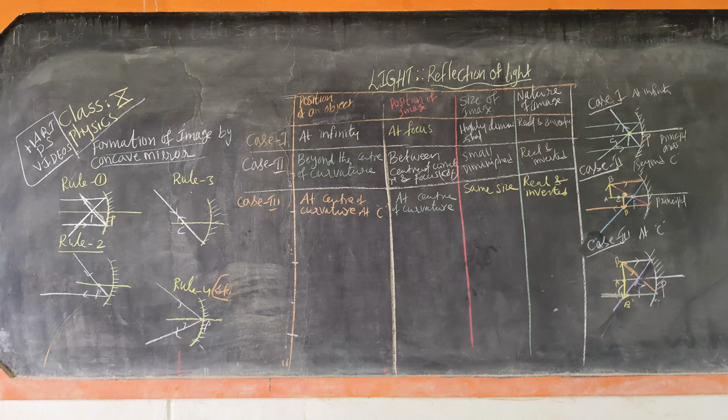Okay, hope you understood case 1, case 2, case 3. So observe where the image of an object is formed. Observe the position of the object, position of the image, size of the image, nature of the image.